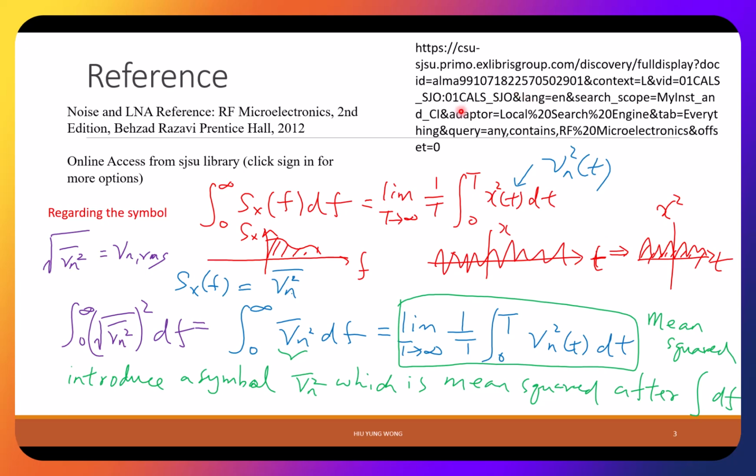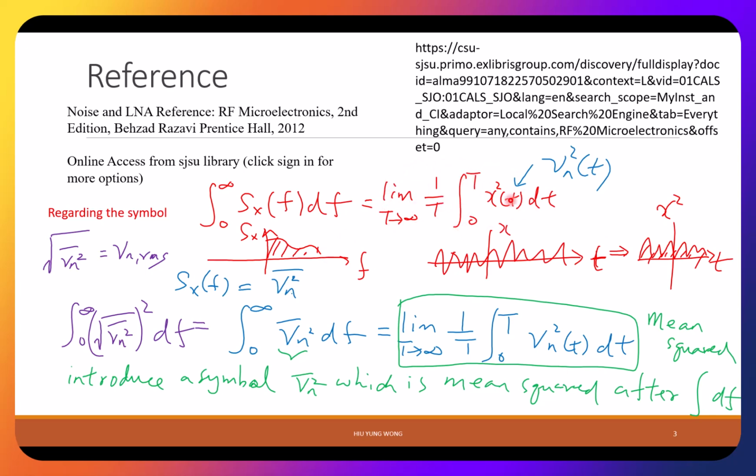Now I want to review the symbol of power spectral density, PSD. So let's record this equation. Sx of f is a function of frequency, and if we plot it on this graph, that is the power spectral density, PSD. We say that if I integrate it, meaning we get the area under it, then we will get the average power of the noise or the signal.